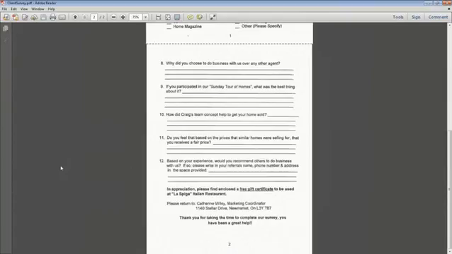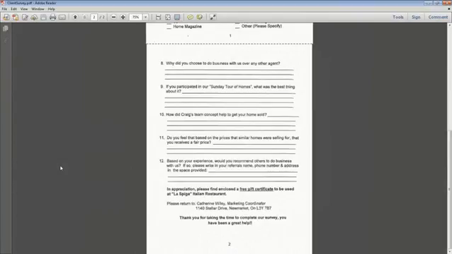Number 8, I'm on page 2 now. Number 8, why did you choose to do business with us versus any other agent? Okay, that's a measurement of your unique selling proposition, isn't it? What's your USP? It's that important question that asks prospects why they should choose to do business with you versus all other options. So we're asking them that question. Why did you choose to do business with us versus all other options?